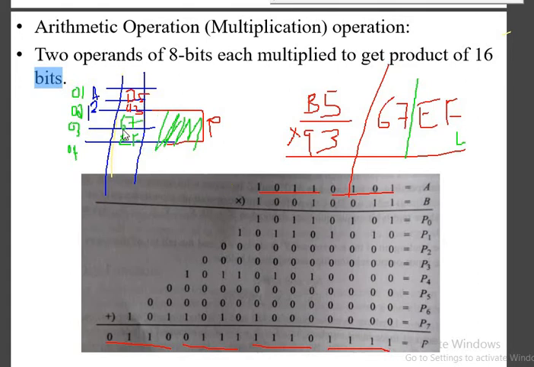So this is one method. If we want the opposite, opposite means big endian addressing. That means here we will write EF and here we will store 67. So this is one method of storing the answer. Okay.